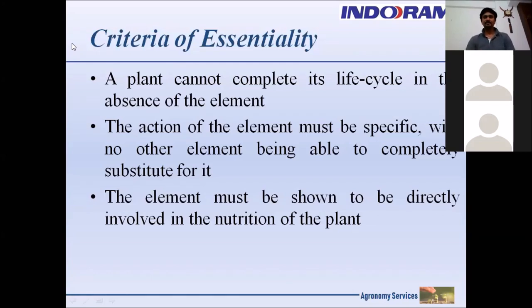So the first criterion is, in absence of that particular plant nutrient, the plant cannot complete its life cycle. The second is that the role of that particular nutrient is specific and cannot be substituted by any other plant nutrient, then only it will be considered an essential plant nutrient. The third is the element must be shown to have a direct involvement in the nutrition of a plant. So it should not be something like an indirect involvement in plant nutrition. So if any plant nutrient fulfills all these three criteria, then only we can consider that nutrient an essential plant nutrient. So far, till date, only 16 elements qualify under these criteria of essentiality, and they are considered essential for plant nutrition, plant growth and development.